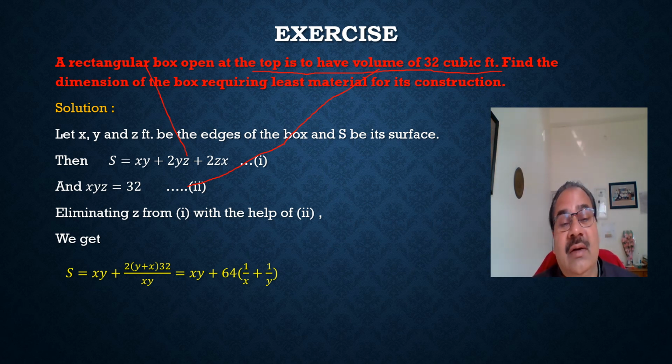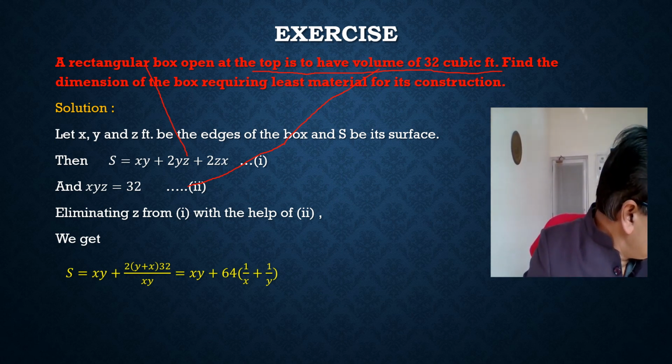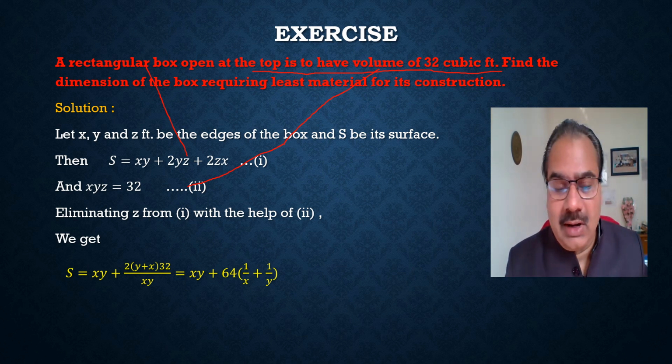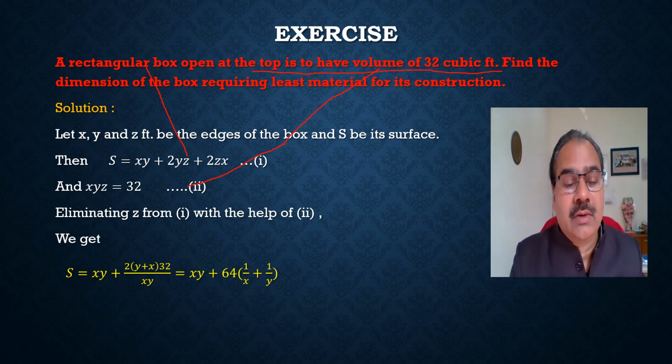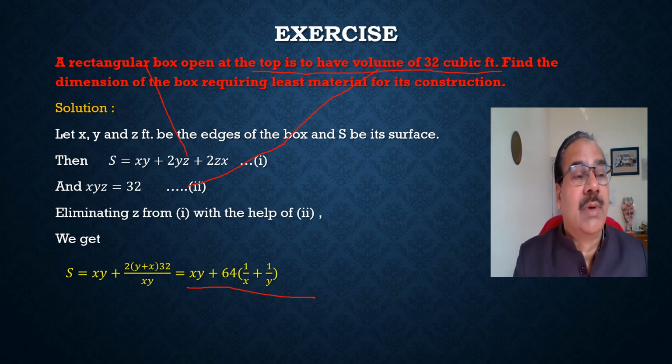This is the description of the problem, and these are the mathematical steps you already know from your previous knowledge. You express this information in the language of mathematics: S = xy plus 2yz plus 2zx, and xyz = 32. Now eliminating z from the first with the help of the second, we get S = xy plus 2 times (y plus x) times 32 by xy, and this may be written as xy plus 64 times (1 by x plus 1 by y).